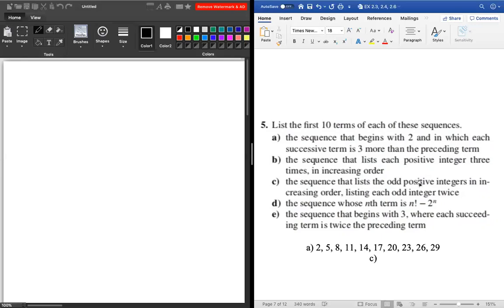Part C: the sequence that lists the odd positive integers in increasing order, listing each odd integer twice. So whenever it's an odd integer, we have to include that twice. So it will be 1, 1, and then 3, 3, and then 5, 5, and then 7, 7, and then 9, 9.